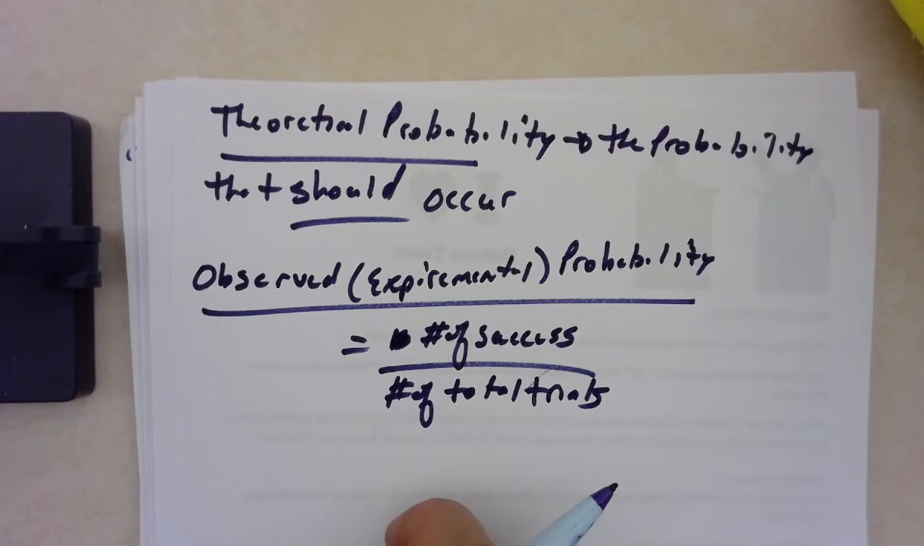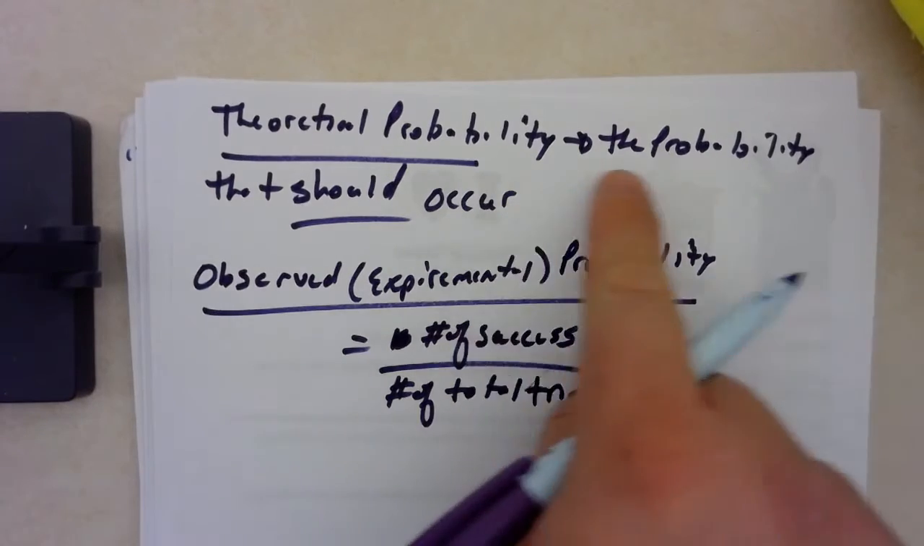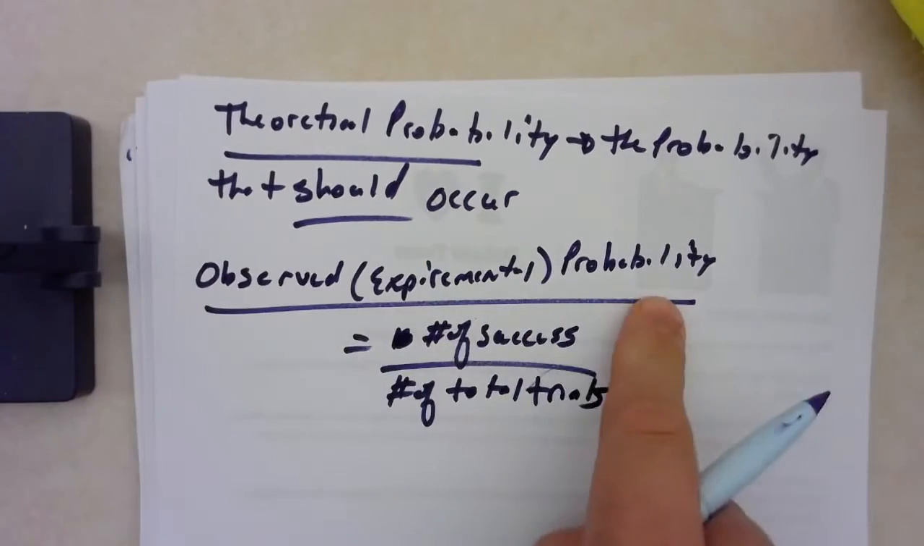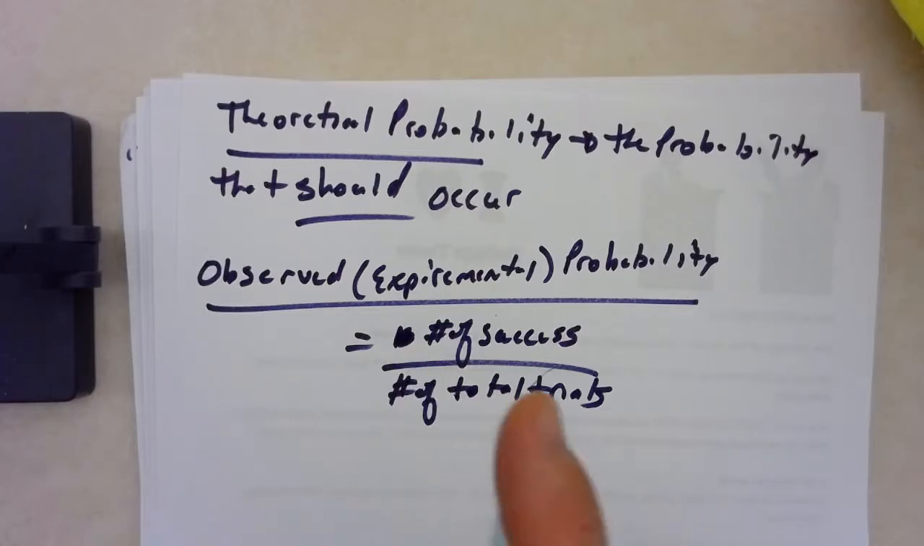Theoretical is what should occur in the long term. Observed is more like short-term probability, like what you actually saw happen. So theoretical is the probability that should occur. Observed or experimental probability is the number of successes divided by the total number of trials.